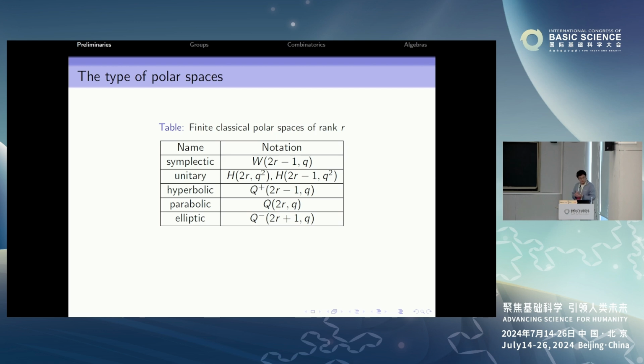The finite classical polar spaces of rank R are listed here, according to the type of the form beta mentioned earlier, which is symplectic, unitary, and orthogonal. There are 3 orthogonal types.